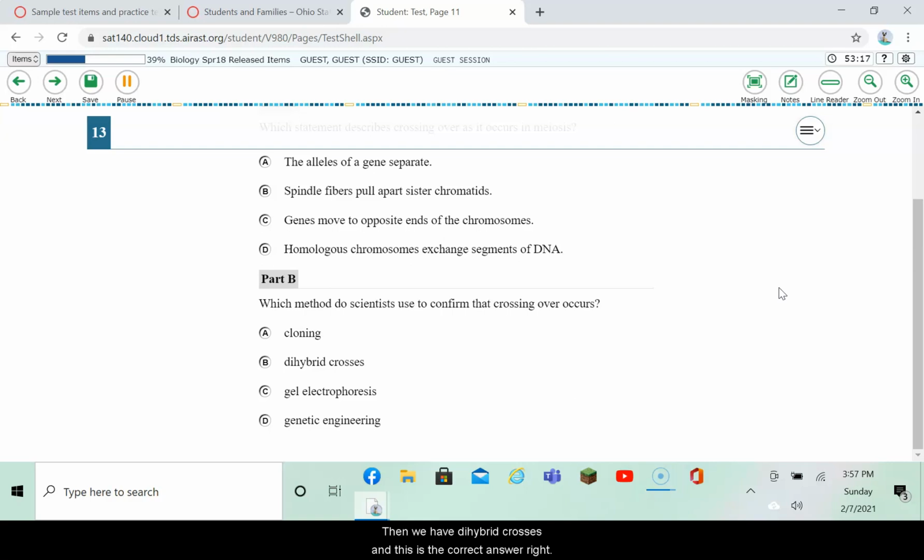Then we have dihybrid crosses, and this is the correct answer, right? Dihybrid crosses involve two non-linked traits and provide confirmation that alleles located on the same chromosome were not inherited independently of one another. So when we did a dihybrid cross of the dog, you saw where we had the brown dog, the black dog, and the yellow dog. From doing a dihybrid cross like that, we can determine if crossing over has occurred.